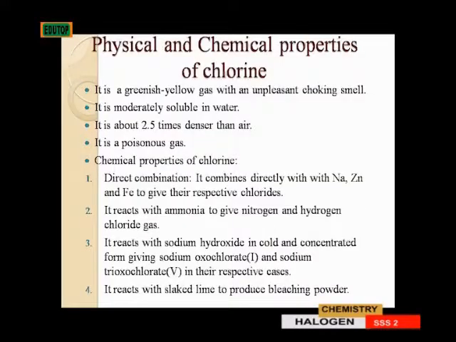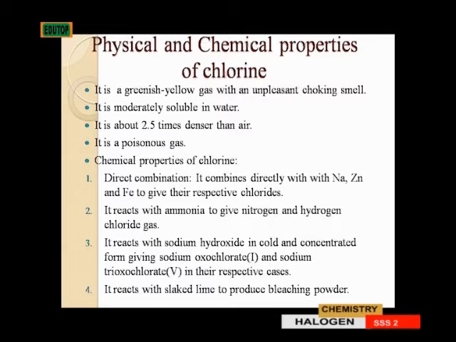Physical and chemical properties of chlorine. Physical properties: 1. It is a greenish yellow gas with an unpleasant choking smell. 2. It is moderately soluble in water. 3. It is about 2.5 times denser than air. 4. It is a poisonous gas.